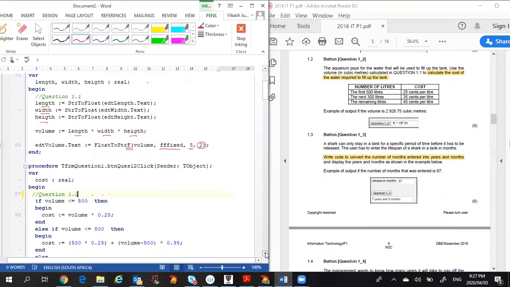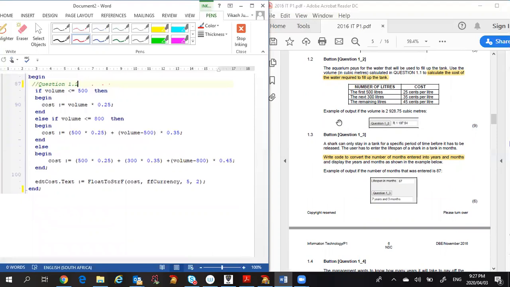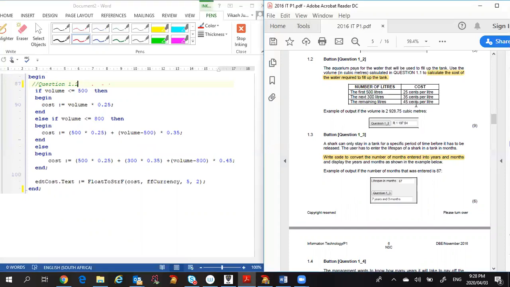Let's look at question 1.2. In 1.2, you had to calculate the cost of water required to fill up the tank using the volume that was calculated in question 1.1. For the first 500 liters, the cost is 25 cents per liter. The next 300 liters, it's then 35 cents per liter, and the key being the next 300. So that would be from 501 up to 800 liters. The remaining liters is then charged at 45 cents per liter.